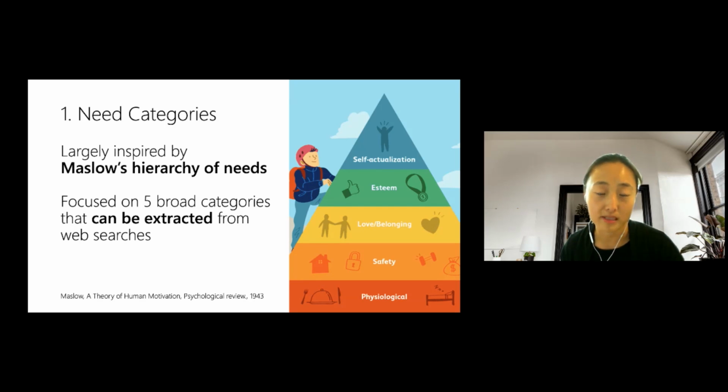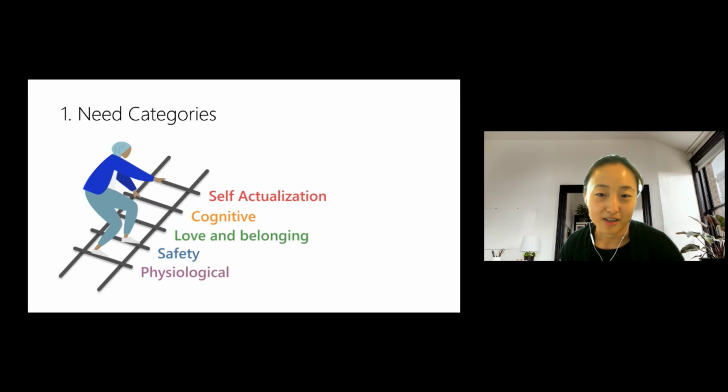We borrowed from these needs and focused on 5 broad categories that can be extracted from web searches. They are self-actualization, cognitive, love and belonging, safety, and physiological needs. Often in the context of Maslow's hierarchy of needs, the needs are thought of as mutually exclusive, but in reality, people can be experiencing multiple needs simultaneously. So we illustrate that by a ladder here.